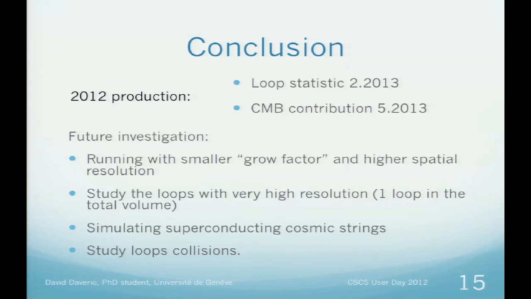The second thing is we would be very happy to be able to study loops with very high resolution. So for example, only one loop in a 4,000 cubed lattice. Because right now, there are two ways to simulate cosmic strings. What we do is field simulation, and the other way is to perform Nambu-Goto simulation, so really simulating the strings themselves. But then you have to add a lot of ad hoc things to make the evolution correct, as if it was a topological defect.